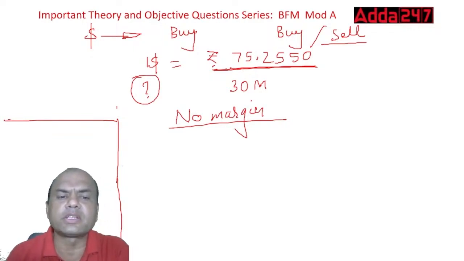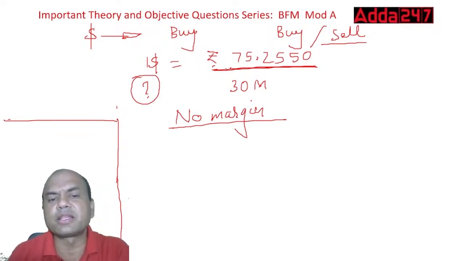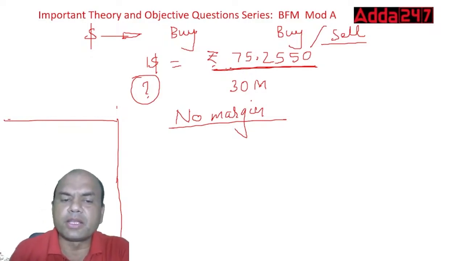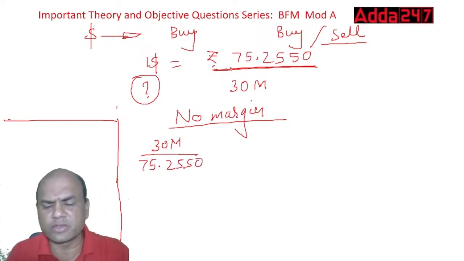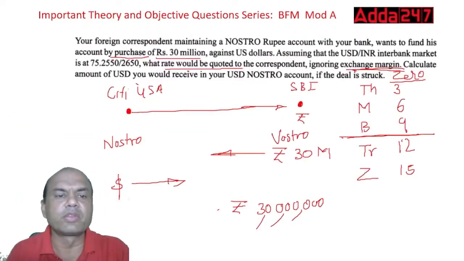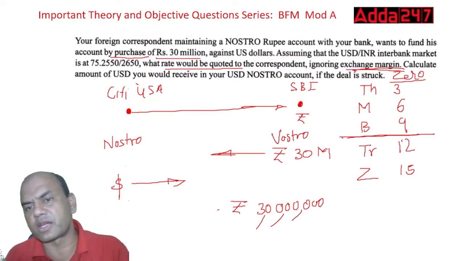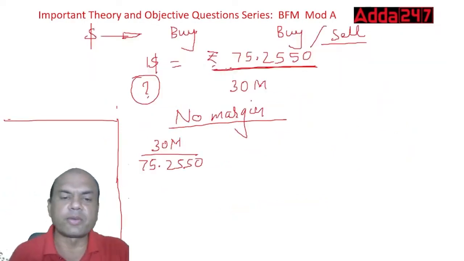So what do I do now? 30 million. I want dollars. How do I do it? Cross multiply this. So what will I do? 30 million divided by this rate 75.2550. This is the only rate now. So 30 million upon 75.2550. Do it now.